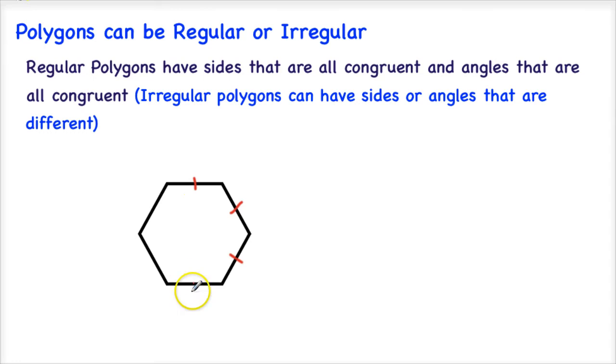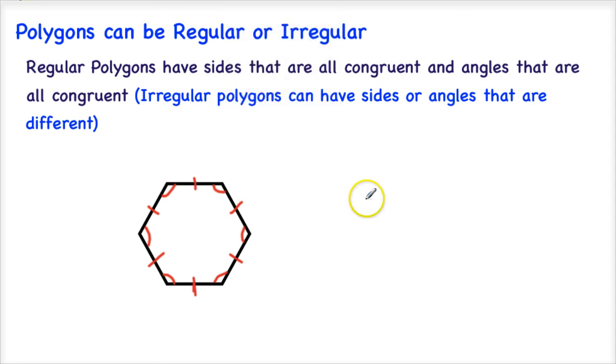So if you see a diagram and you see that every side has a hash mark on it, that's identifying that all of these are congruent. Remember, that's our symbol for congruence. And the angles are also all congruent. So the nice thing about this tool for drawing these polygons, it always makes a regular polygon for you. But we can have polygons of any shape and size.